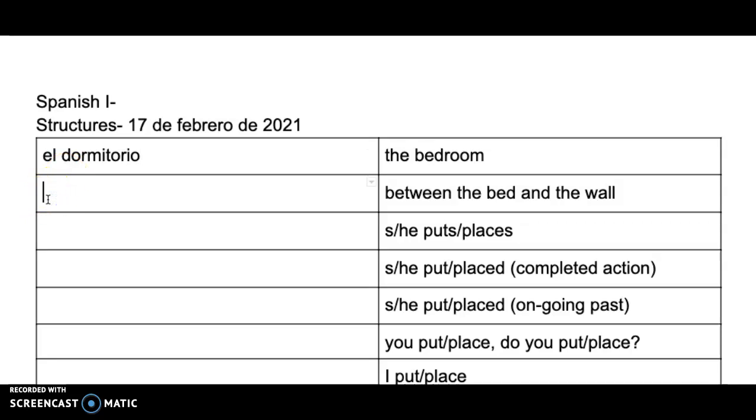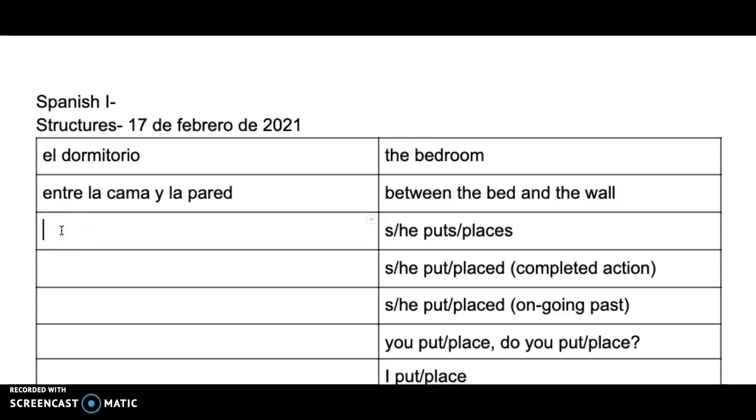The next word is entre la cama y la pared. Okay, a couple things going on here. First of all, our word entre means between, and then we have the word la cama, which is the bed, y, which is my word for and, la pared, and that's the word for the wall. So all together again, between the bed and the wall is entre la cama y la pared.